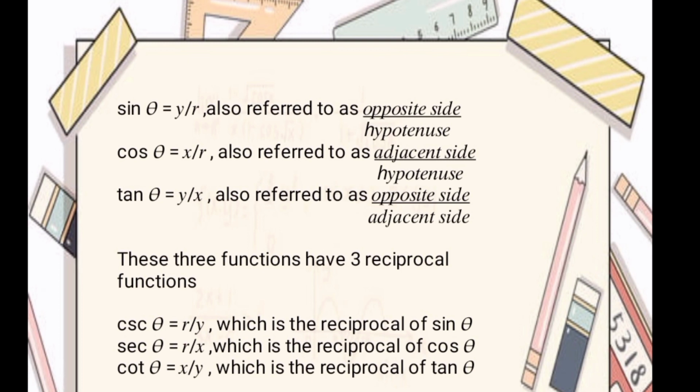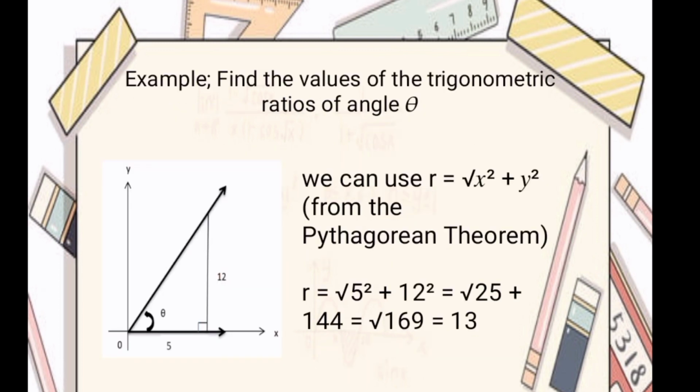You may recall a little something called SOHCAHTOA to help you remember the functions. SOH means sine is equal to opposite over hypotenuse, CAH means cosine is equal to adjacent over hypotenuse, and TOA means tangent is equal to opposite over adjacent. So, let's have an example.